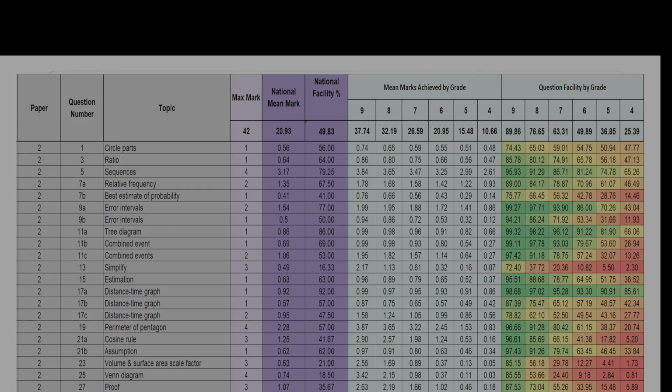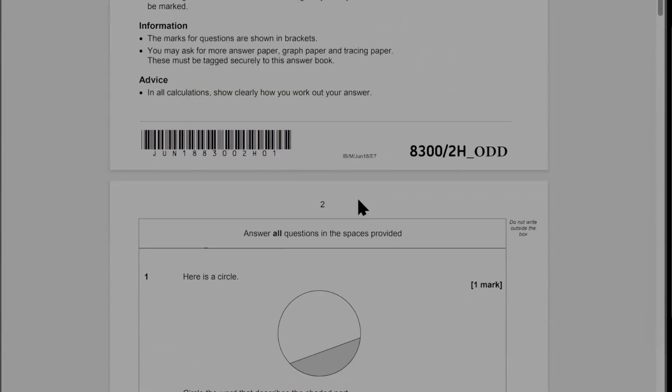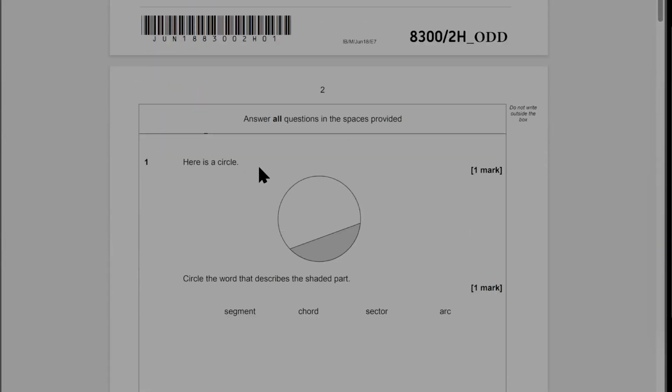Right, let's start the paper then. Okay, so we'll get straight on. So question one, here is a circle. Circle the word that best describes the shaded part. Well, this would be a sector. So that's going to be the one I'm going to circle.